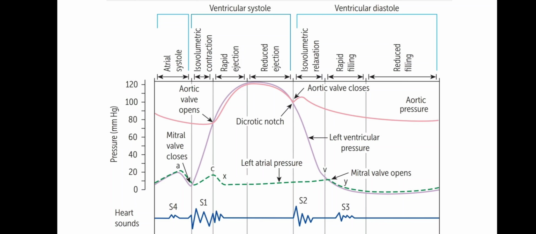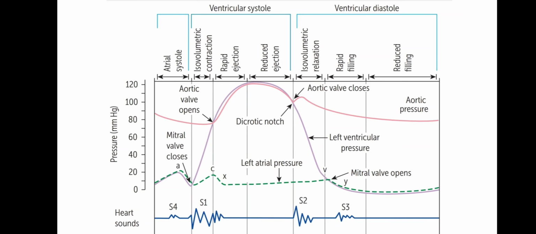Now let's talk about heart sounds. S1 is for mitral and tricuspid valve closure. It is loudest at the mitral area. S2 is for aortic and pulmonary valve closure. It is loudest at the left upper sternal border.